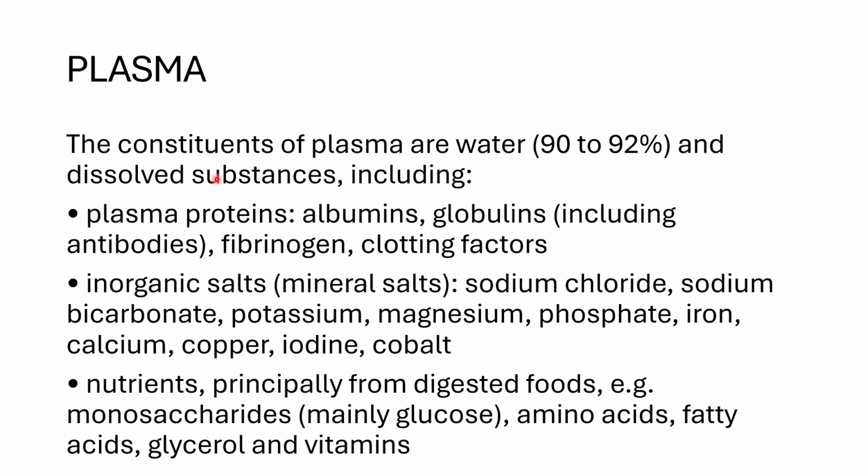The constituents of plasma are water, which is 90 to 92% of it, and dissolved substances, including plasma proteins, which are the albumins, globulins, including antibodies, fibrinogen and clotting factors. We have plasma, and the plasma consists of water and some plasma proteins. And the water in the plasma is about 90 to 92%. And we can see that the plasma proteins here are albumins, globulins.